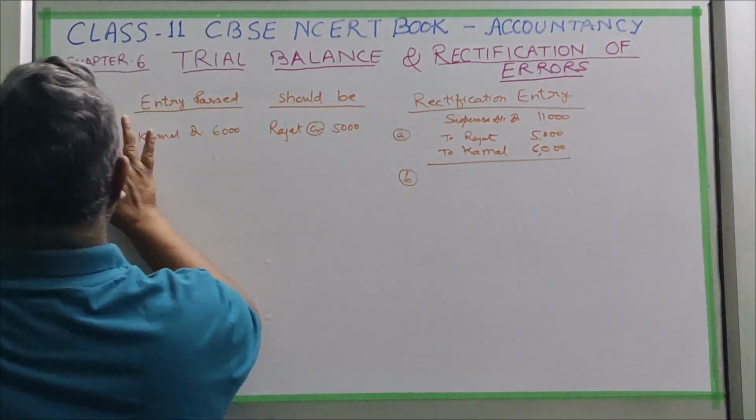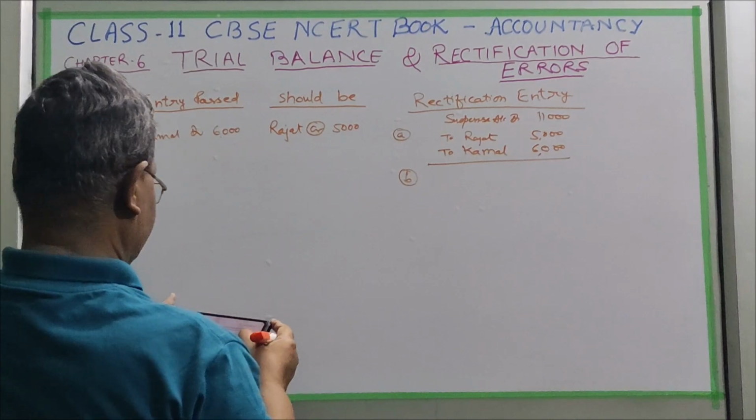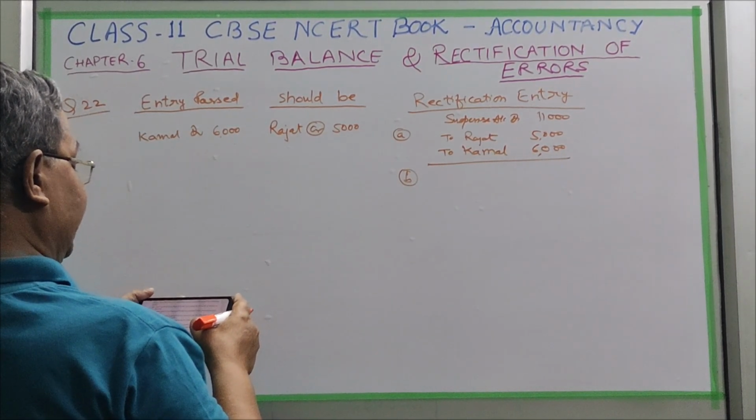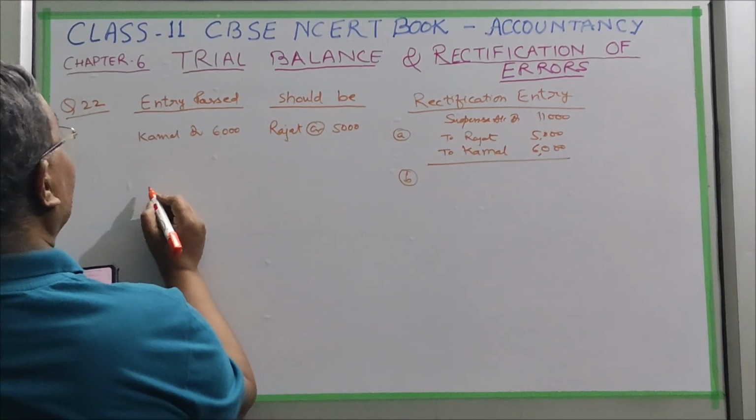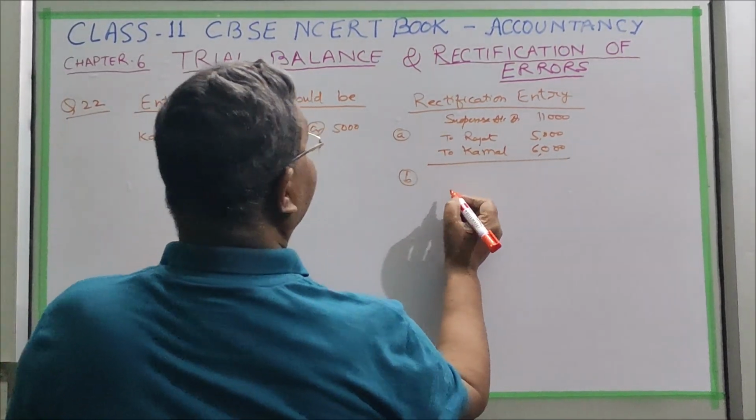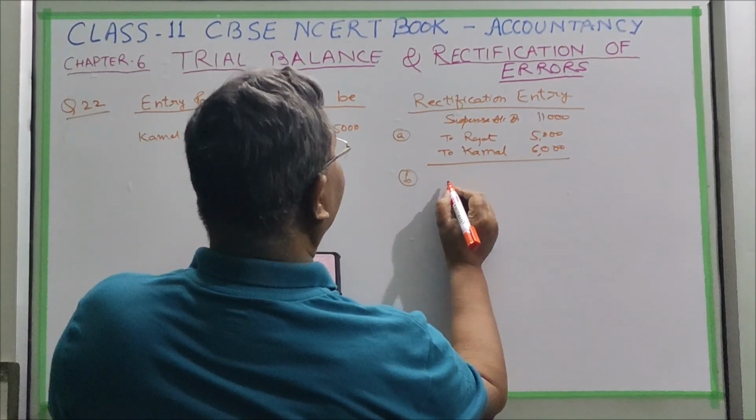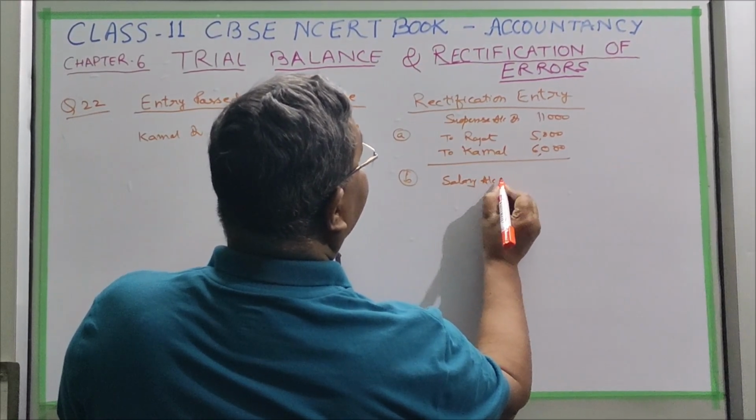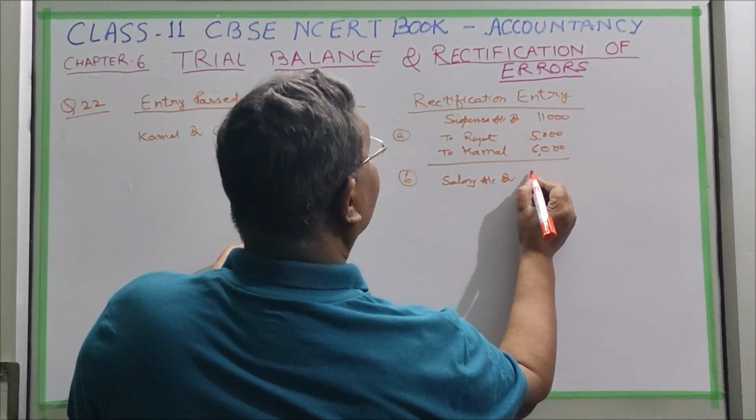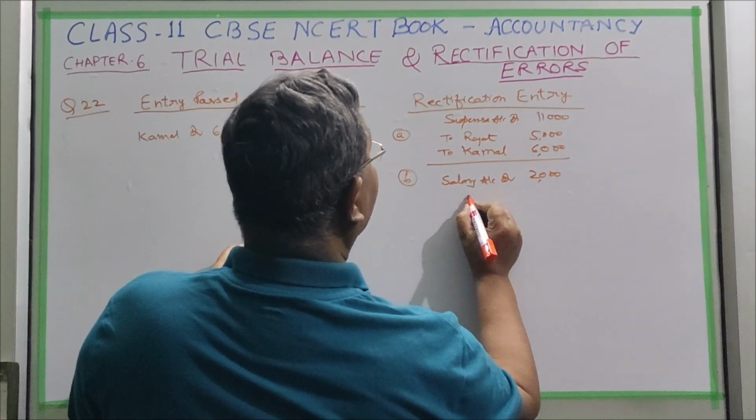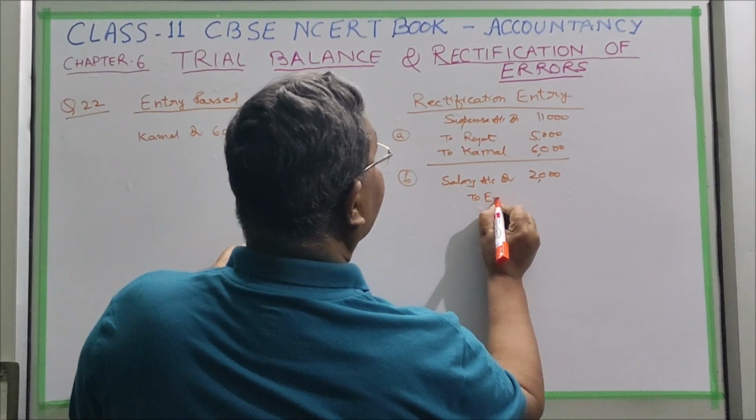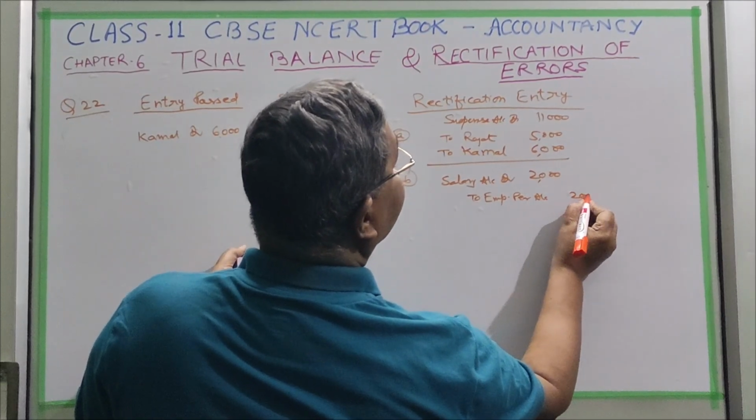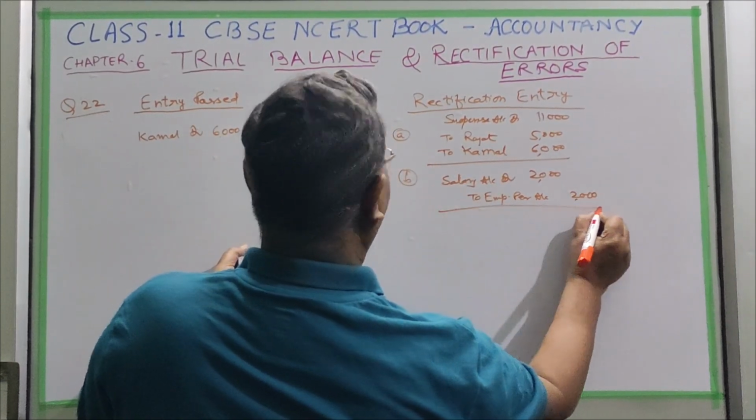Now B. Salary paid to an employee 2,000 debited to his personal account. So you have debited the employee instead of debiting salary. So directly you can do salary account debit 2,000 and to employee personal account 2,000. Okay, this you can directly do.